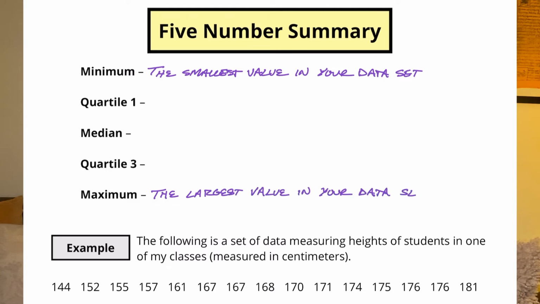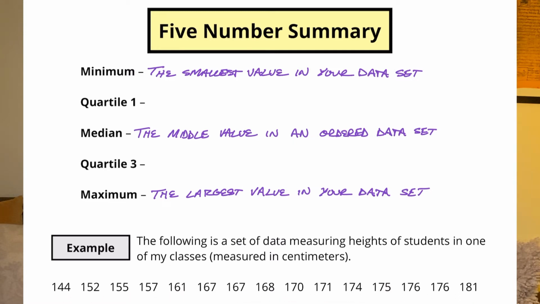Now, what about some of these other pieces, the quartiles and the median? The median is the middle value in an ordered data set. And by ordered, I mean that it has to be in order from lowest to largest. So here we can see in our data set we've got it all organized from lowest to largest.